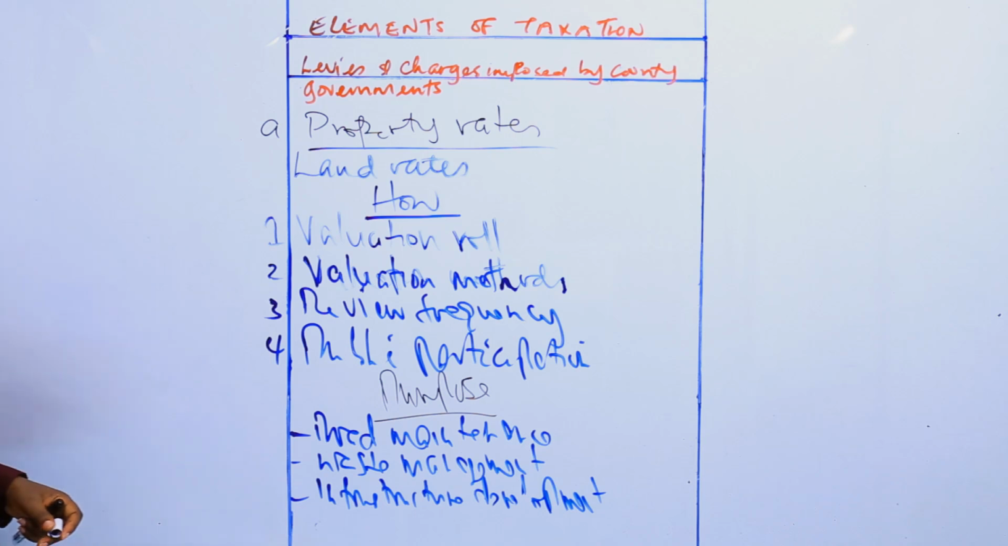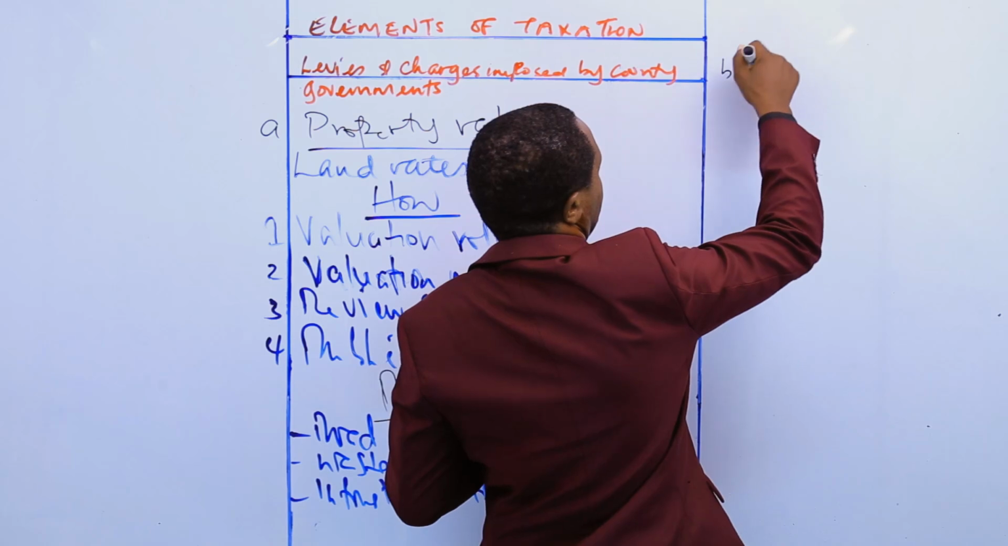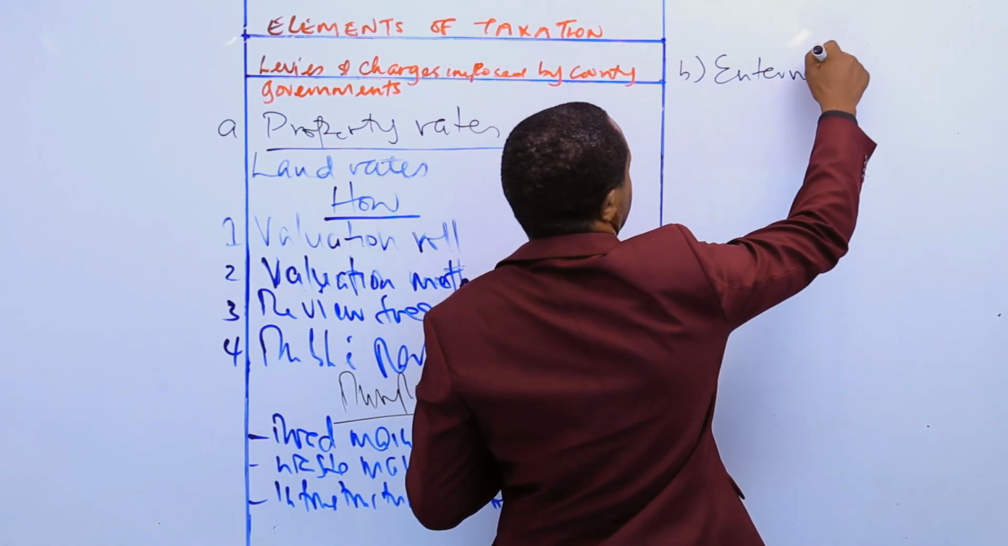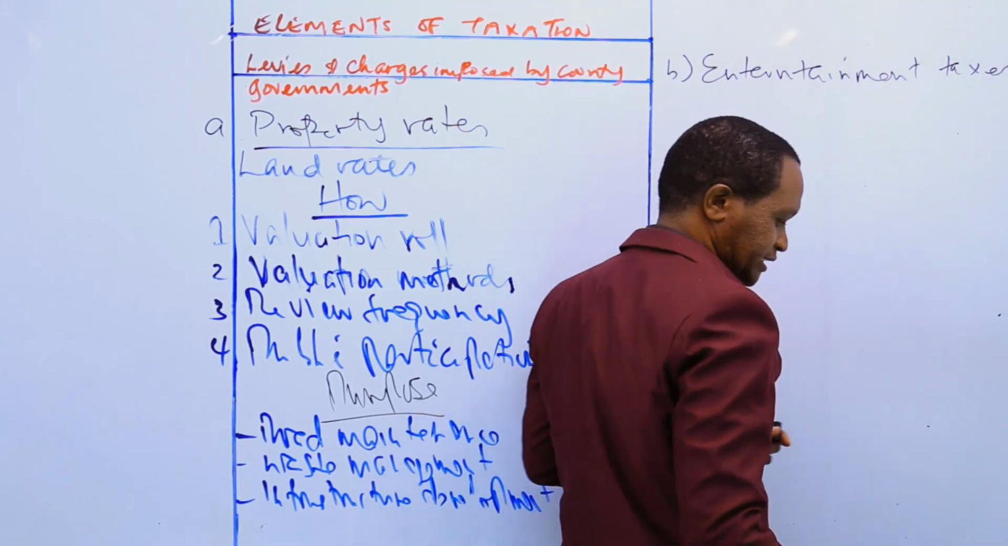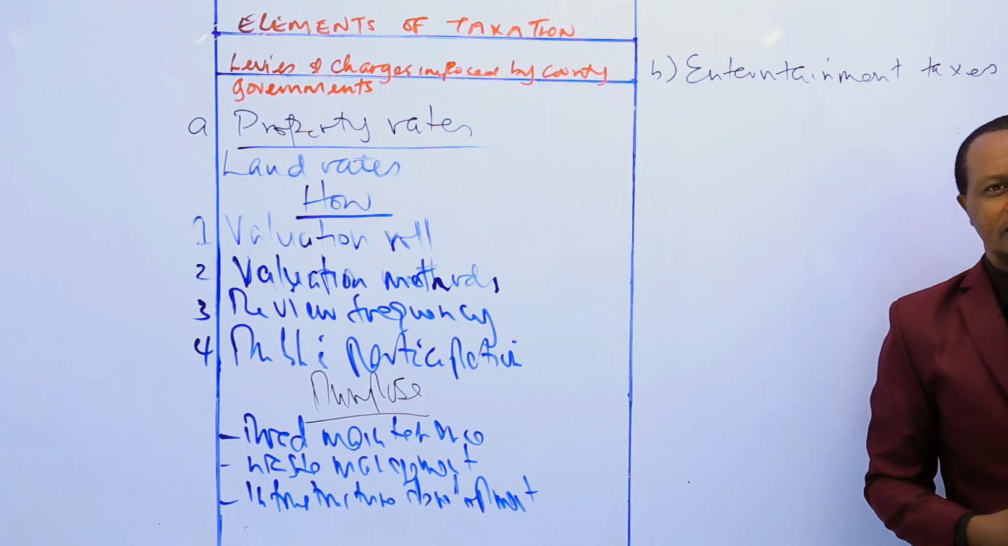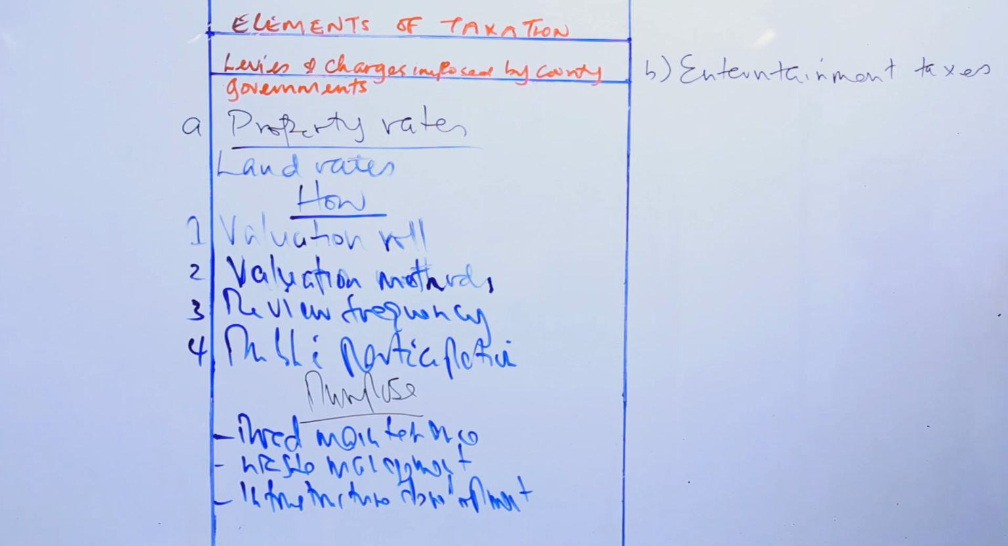So currently that's all for property rates. Let's move on to the second type of tax, which is entertainment taxes. Number B, entertainment taxes. Now, what are entertainment taxes? These are levies imposed by county governments on various forms of public entertainment and leisure activities within the counties.